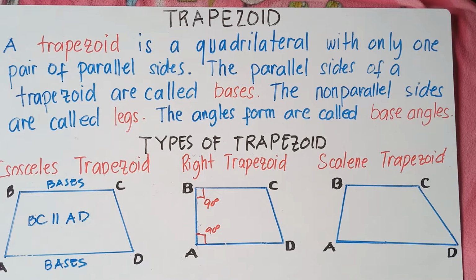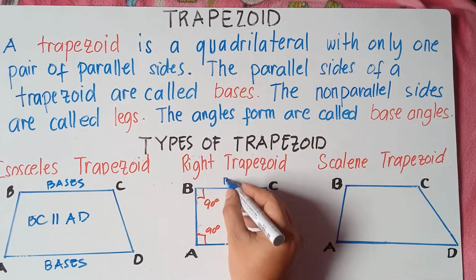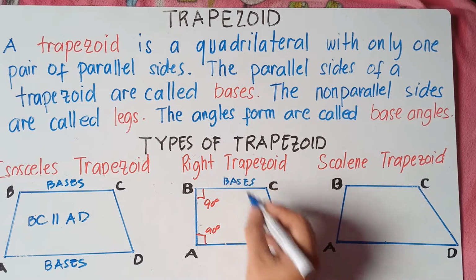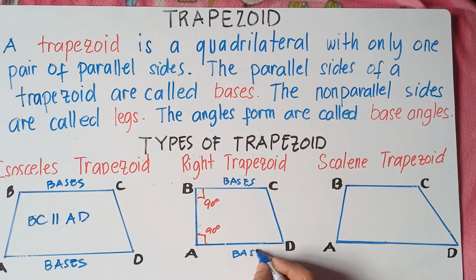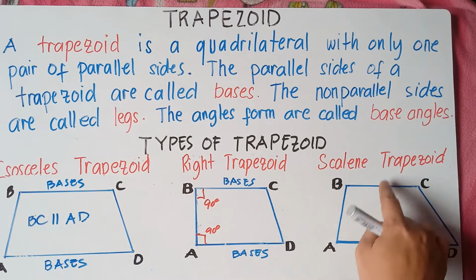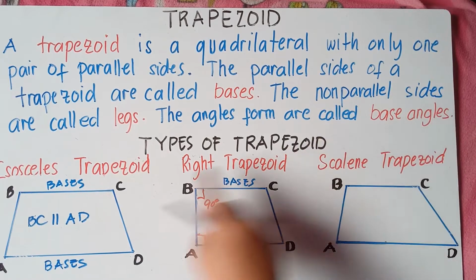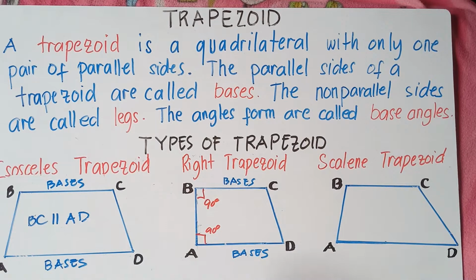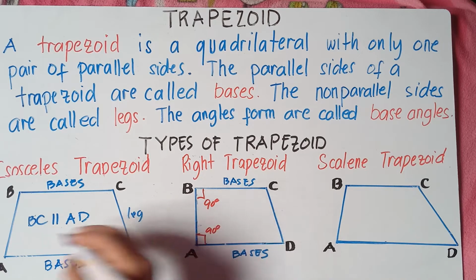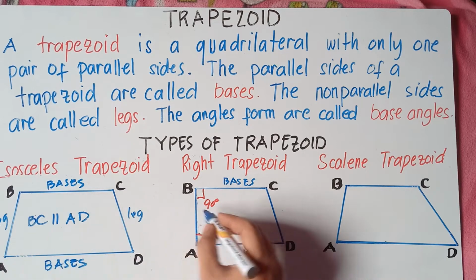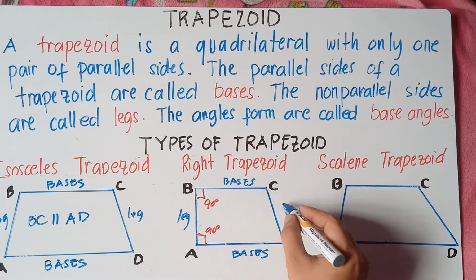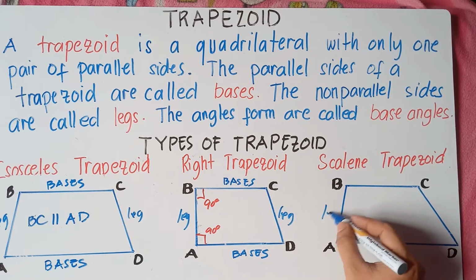Alright, so BC and AD are the bases. In the right trapezoid, these are the bases, BC and AD. Same with the scalene trapezoid. BC and AD are the bases. The non-parallel sides are called the legs. So CD and AB are the legs. So these are the legs. This is the leg. Same with this right trapezoid and same with this scalene trapezoid.